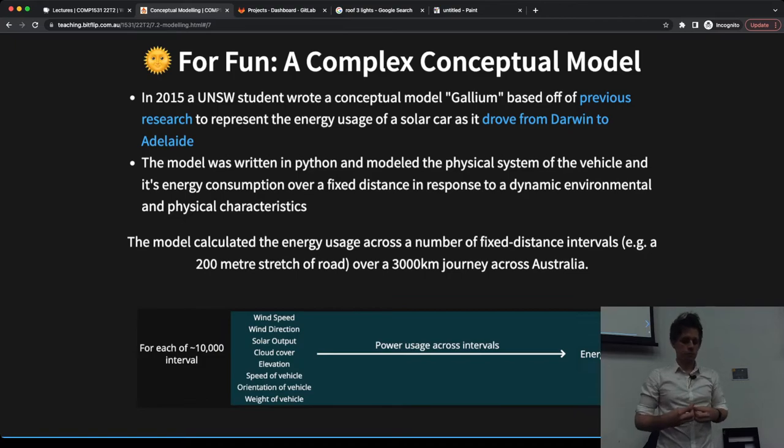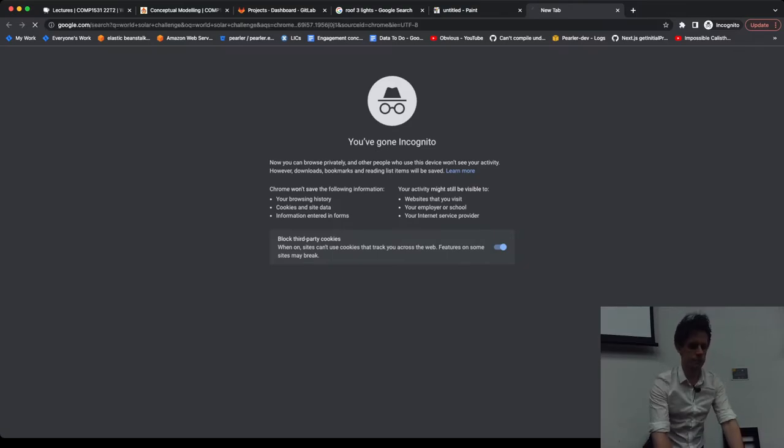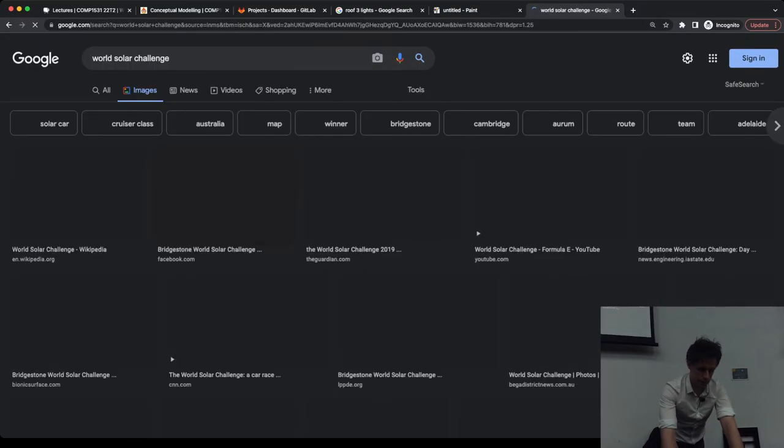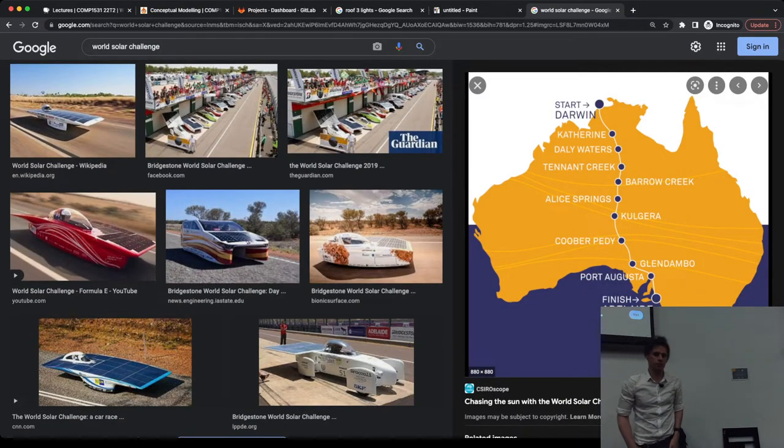So this particular race that we did, it happens semi-regularly, is that you take a car that you build and you drive it from Darwin to Adelaide, across the country, 3,000 kilometers. And here's the map. So you drive it like that, over 6 to 7 days. And the rules change all the time, but I'll just give you one example of the set of rules.